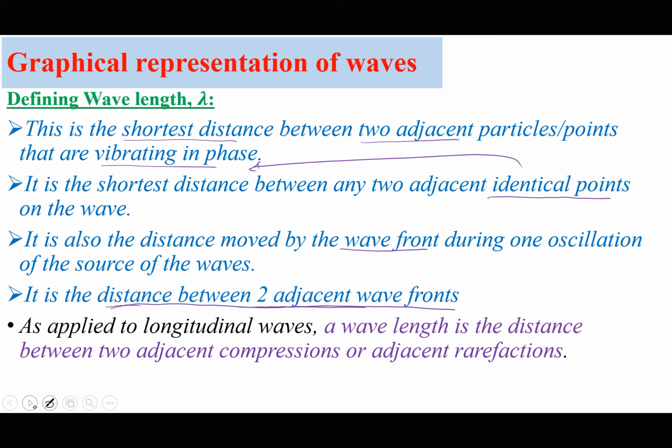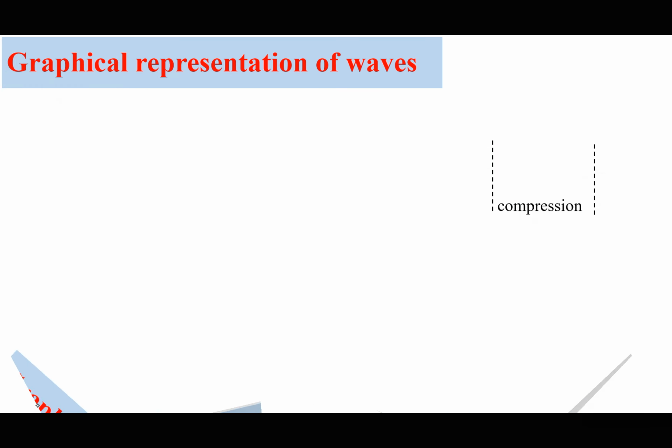So as applied to longitudinal waves, a wavelength is the distance between two adjacent compressions or adjacent rarefactions. Because longitudinal waves are made up of compressions and rarefactions, we can also define wavelength as the distance between two adjacent compressions or two adjacent rarefactions. We can try to demonstrate this in more detail.